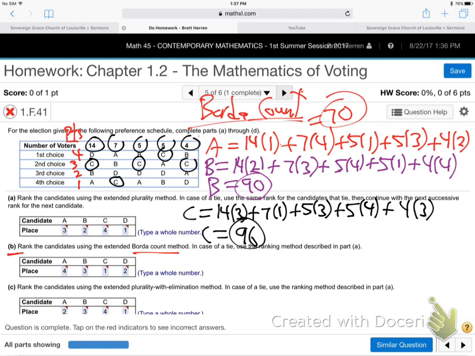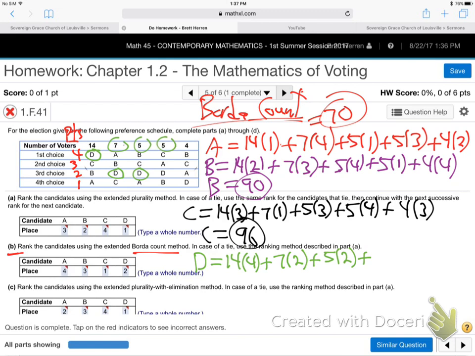Last comes D. So now let's figure D's total. And so 14 people put D first. Ooh, D's got some points. And then 7 people put D at 2. And 5 people put D at 2. And 5 people put D at 2. And 4 people put D last. All right, somebody got a D total? 94. Oh, not quite winning, huh? All right.